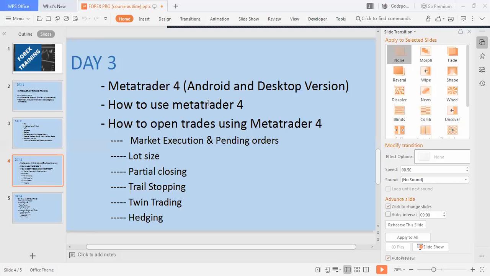So what exactly are we here for today? Today, we'll look at MetaTrader 4, Android and desktop versions, how to use MetaTrader 4, and how to open trades using it. Then I will dive into market execution and pending orders. I will also look into partial closing. I don't need to look into lot size because we dealt with that yesterday. And I'll be talking about trade stopping and swing trading. If time permits, we'll go into hedging. Now, let me start quickly because we still have some things to do tonight. What will I be starting with? Partial closing.